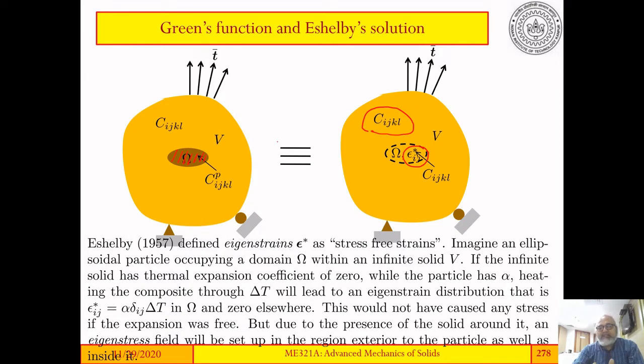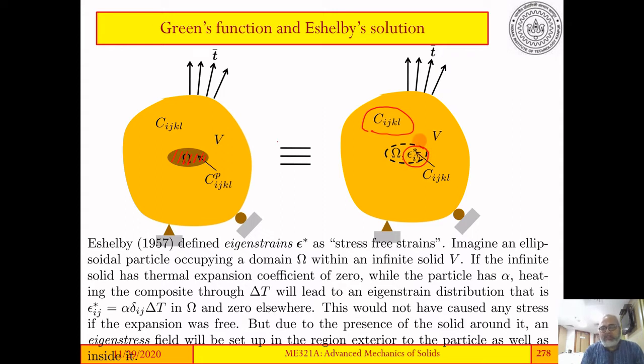So just let me summarize what Eshelby said. Eshelby said that this problem of an ellipsoidal particle omega sitting in a matrix V, where the particle has a different stiffness from that of the matrix, is equivalent to a problem with the same stiffness as that of the matrix throughout, but a constant eigenstrain imposed on the particle domain.